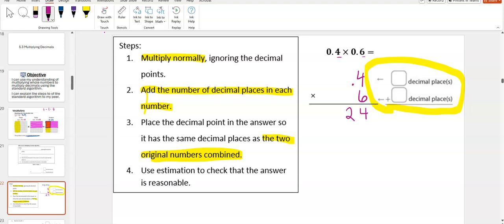I am then going to, you can either add in your decimal points at this point, or you can come up here to your problem and count them. I'm going to add up the number of decimal points. So over here, 4 has 1 decimal place. That means how many numbers are after the decimal? How many numbers are to the right of the decimal? 6 tenths here has 1 decimal place. So that means my answer is going to have 2 decimal places.